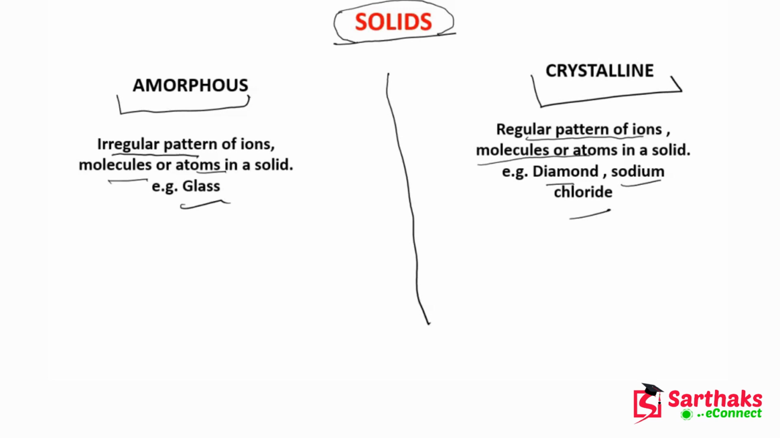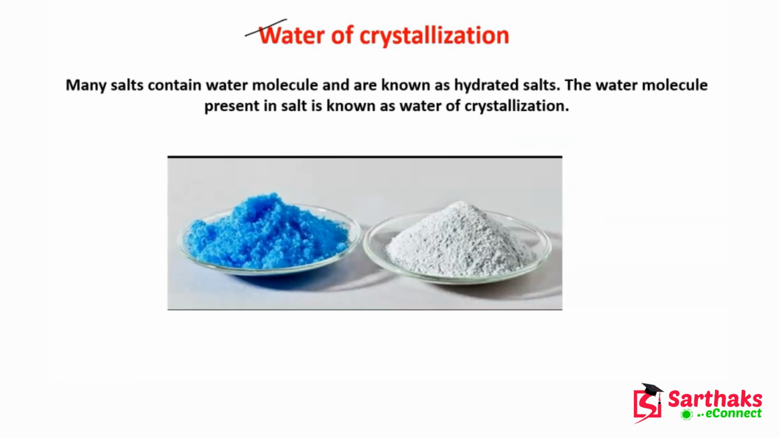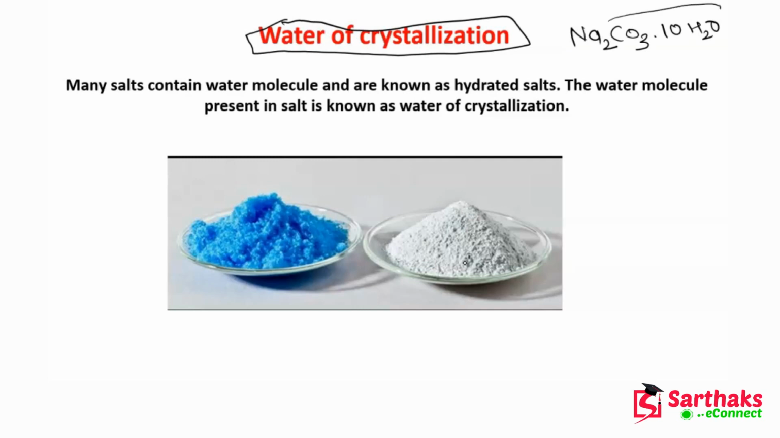So guys, after understanding the difference between amorphous and crystalline solid, let's move on to the next slide and see water of crystallization. We will talk about what is water of crystallization. So students, in the previous salts, we had seen, let's take an example of washing soda. In washing soda, this is hydrated sodium carbonate. There are 10 water molecules present in one formula unit of sodium carbonate. So this 10H2O is known as water of crystallization.